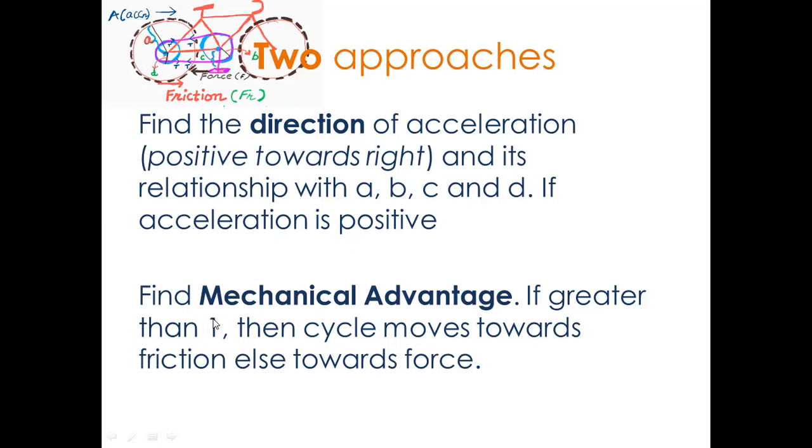If it becomes greater than 1, that means friction is larger than force, and obviously that means the bicycle is going to move in the forward direction, towards the direction of friction. But if friction is smaller than force, which means the mechanical advantage is smaller than 1, then the bicycle is going to move backwards.